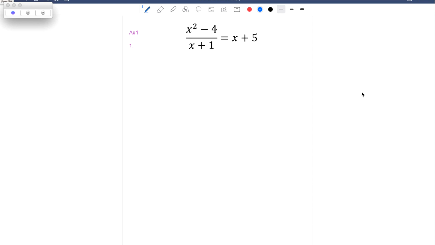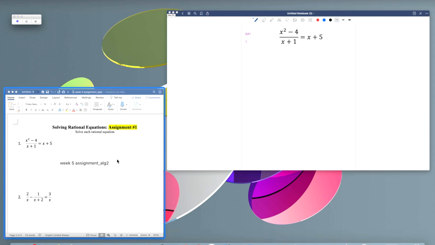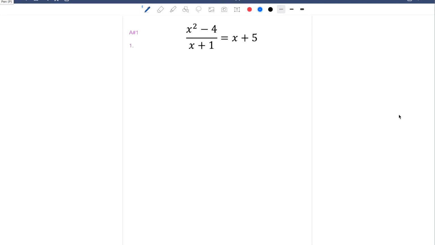In part 2 of this video, I'm going to solve some of the problems on the assignment. Right now I'm looking at assignment number 1, problem number 1. Part 1 of the video is where I went over the key skills that you need to have to solve rational equations. We need to focus on having common denominators in our problem.